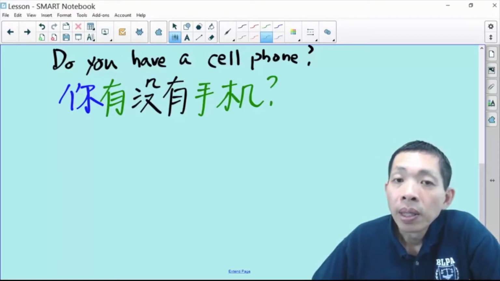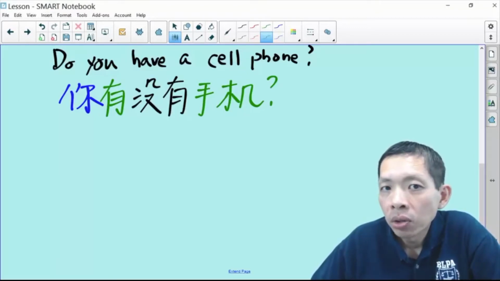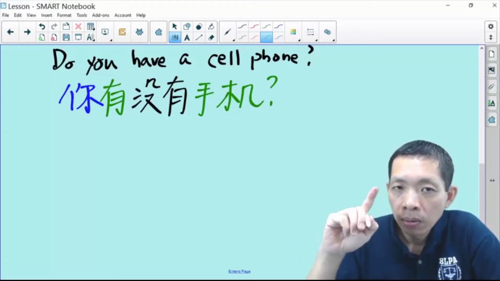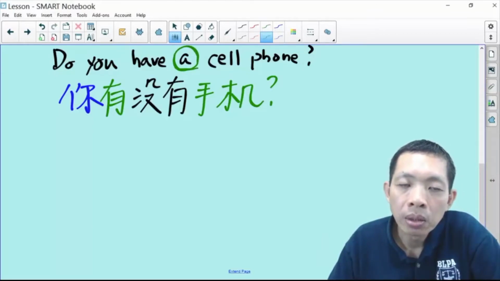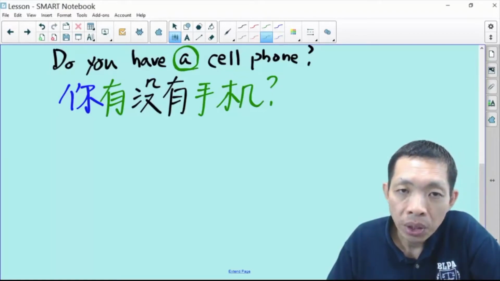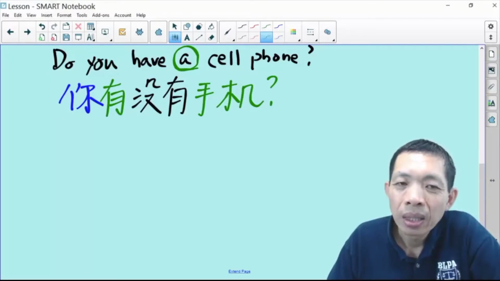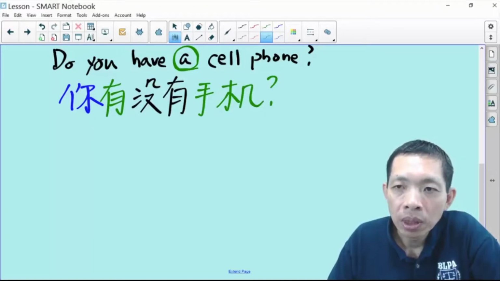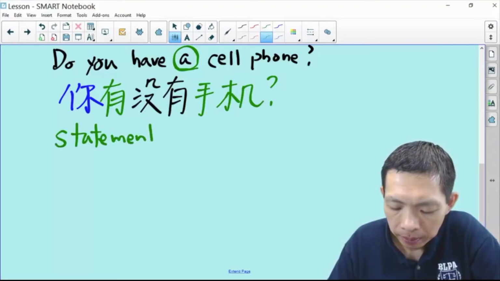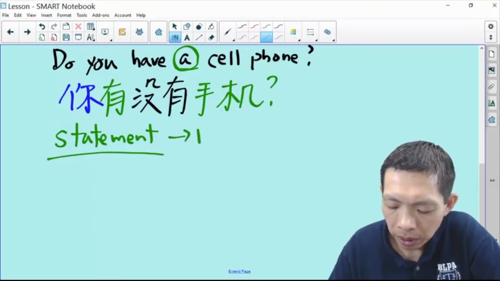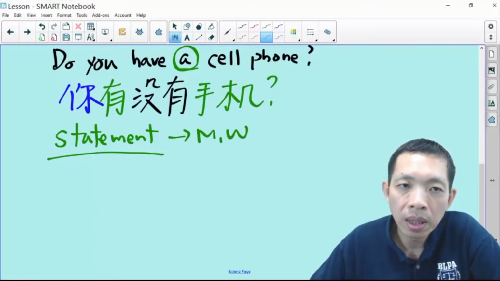So 你有没有车? Do you have a car? Now, keep in mind, we do not actually use a measure word in here because this is a question sentence. You don't use the measure word in there. We use a measure word primarily in a statement. So usually in a statement you're going to use the measure word.